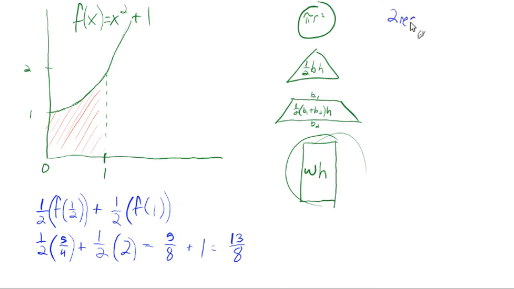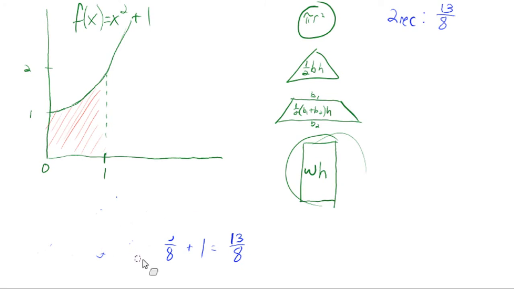So two rectangles gives us an area of 13 eighths. So we want to get rid of that. We'll do new calculations. Please fast forward through these parts. They're very boring. Alright, so we're back.